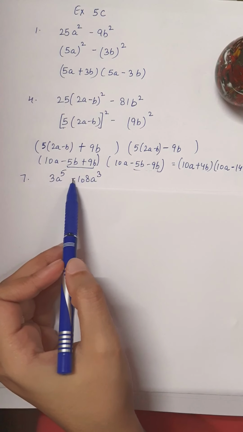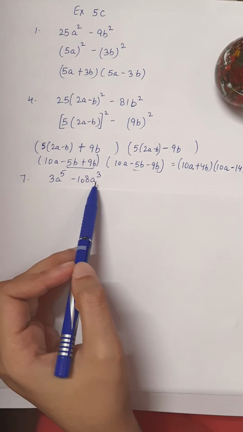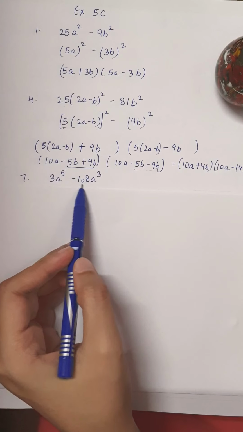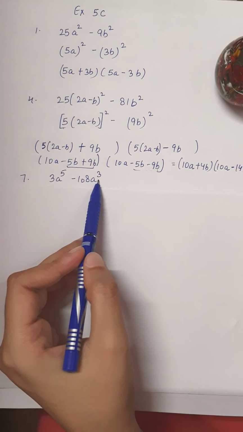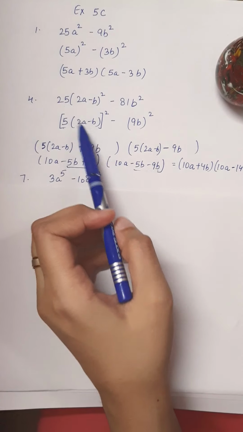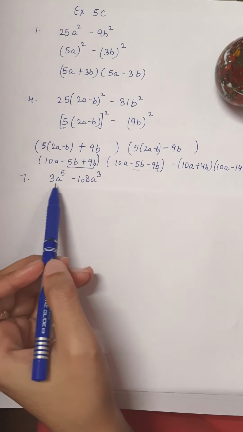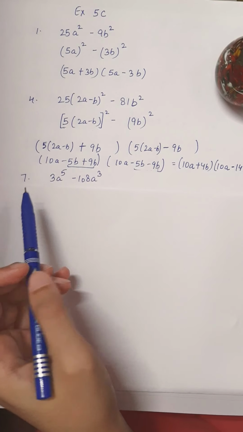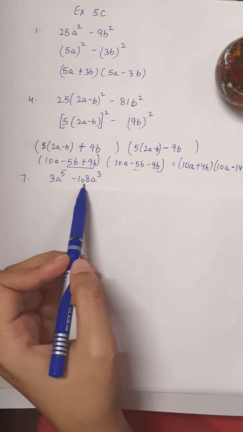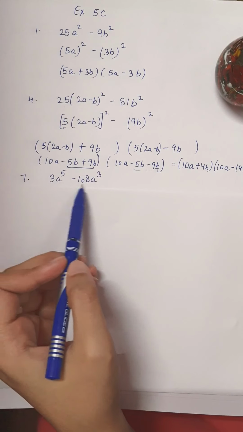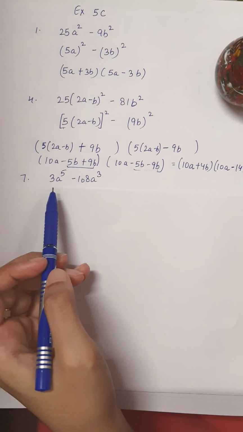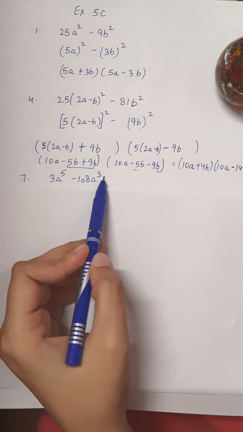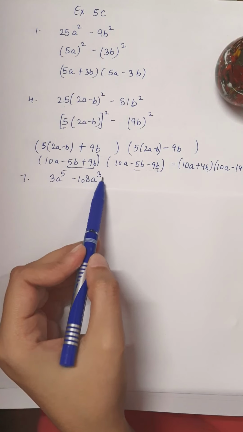Okay, next question is 7. 3a raised to the power 5 minus 108a cube. Now first of all, if you can see the coefficients, they are not perfect squares, neither are the powers. So I cannot express it like this. So what can be done now? The very first step in factorization, if anything is common, just take it. Out of the numerical part, 3 is common, 3 is a factor of this also. So I will take 3 common. a^5 and a^3, like I told you, the minimum power will be taken common. a cube we will take common.